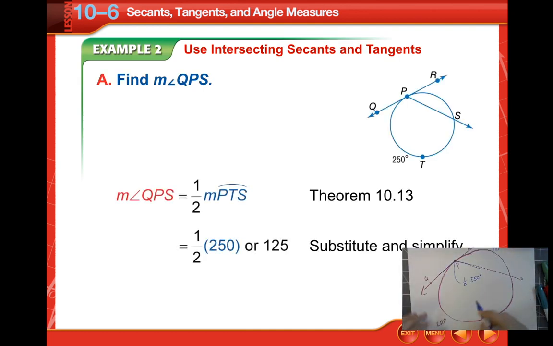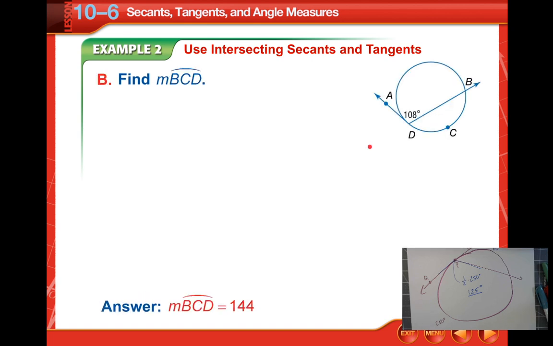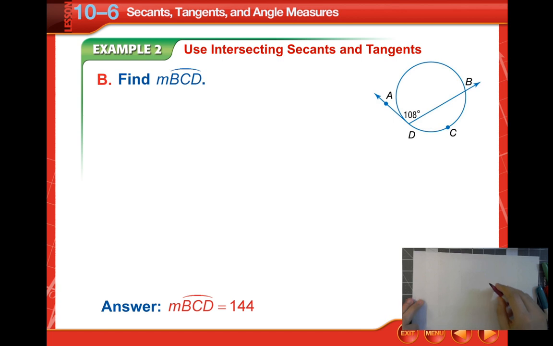So we get 125. All right, we'll keep moving on. This one we have angle BCD. We're looking for this angle right here. We're looking for that angle right there. Let us draw this one out as well.